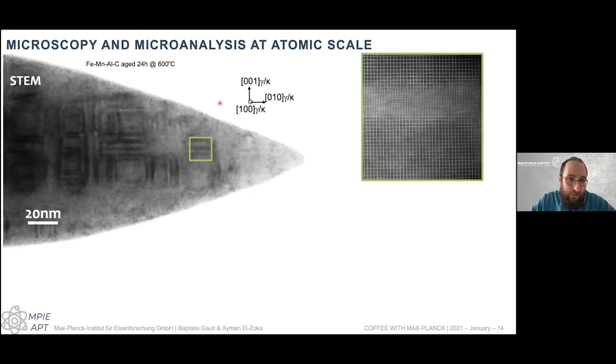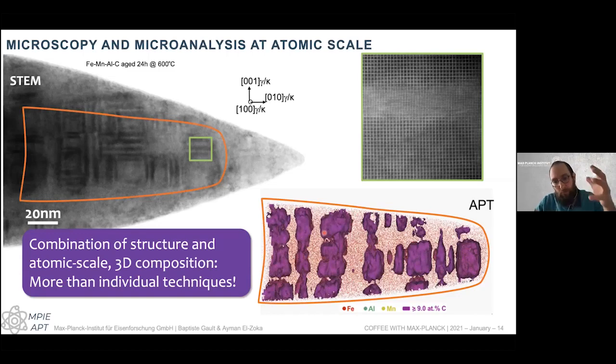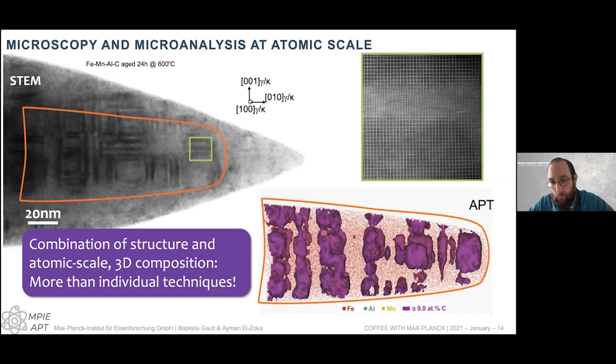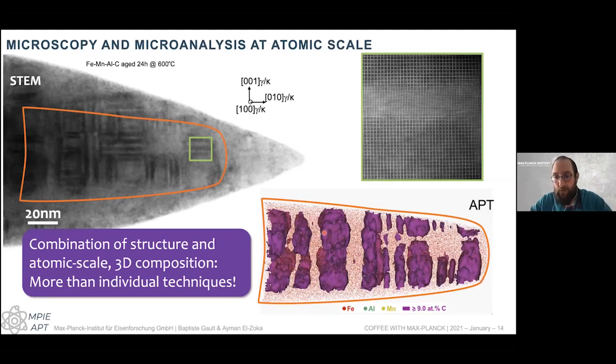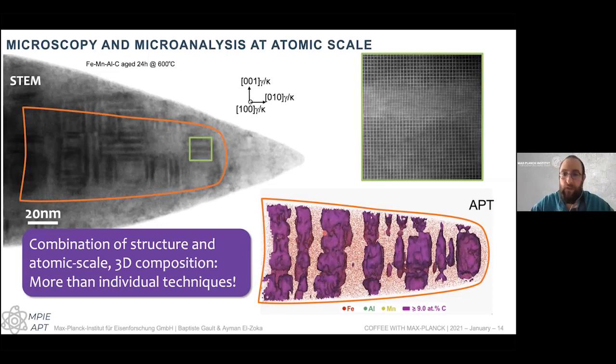So this specimen that I'm showing here has a weird shape, and I will get back to this afterwards for why, but this is a specimen that we can then put into the atom probe. And in the atom probe, we get a full three-dimensional compositional field. So we can measure how much carbon is inside of some of these precipitates that we see, but also how much aluminum, how much manganese, how much iron.